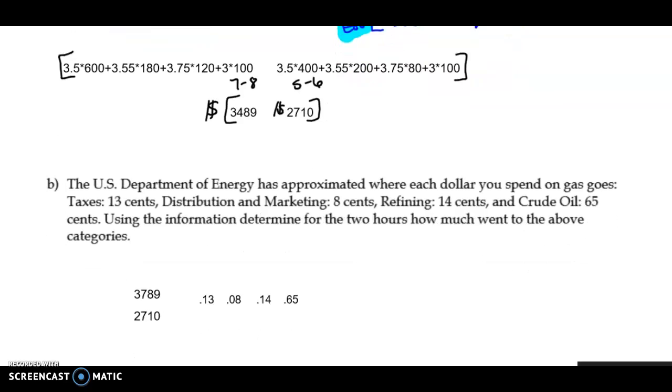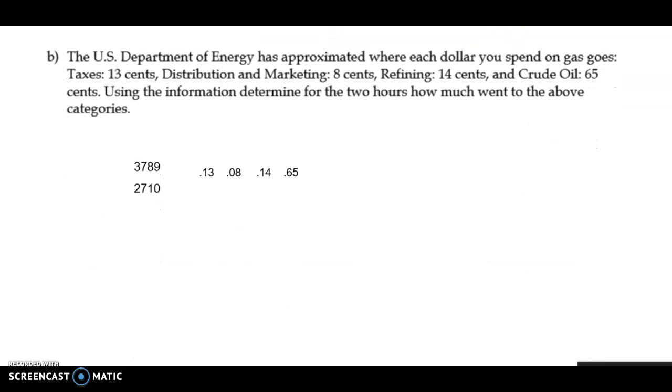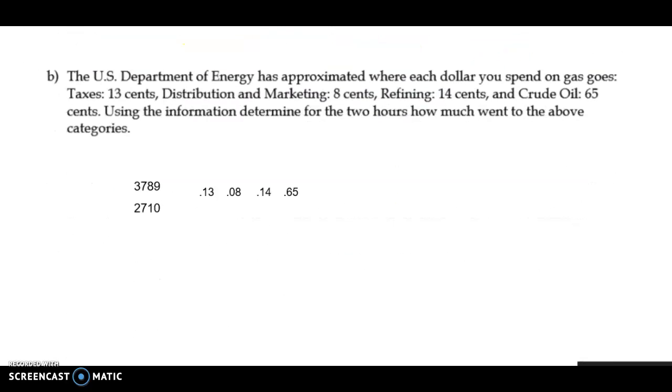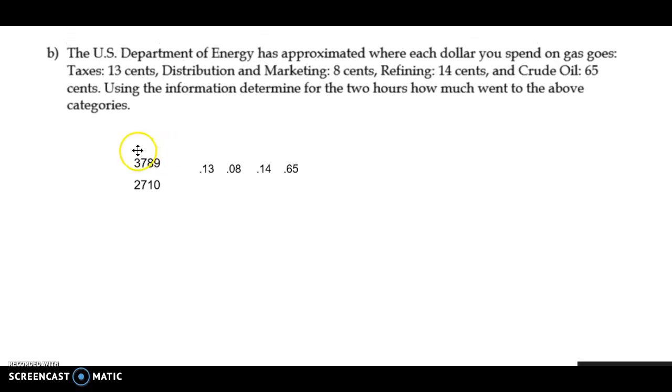All right, adding on to that problem, where does this money from the gas that was sold go? Now that this money has been found, how much of this money goes to taxes? How much of it goes to distributing and marketing? How much of this money goes to refining? And how much goes to crude oil? So for every dollar, 13 cents of it goes to taxes, 8 cents of it goes to distributing and marketing, 14 cents goes to refining, and 65 cents goes to crude oil.